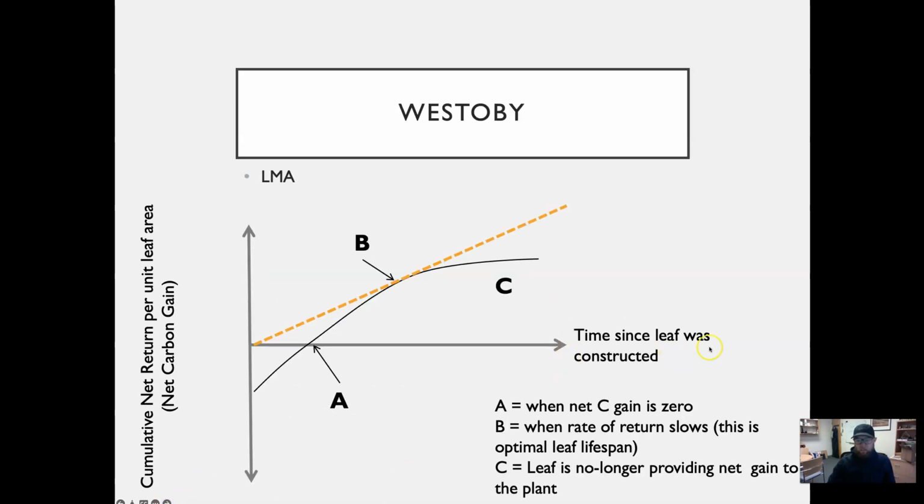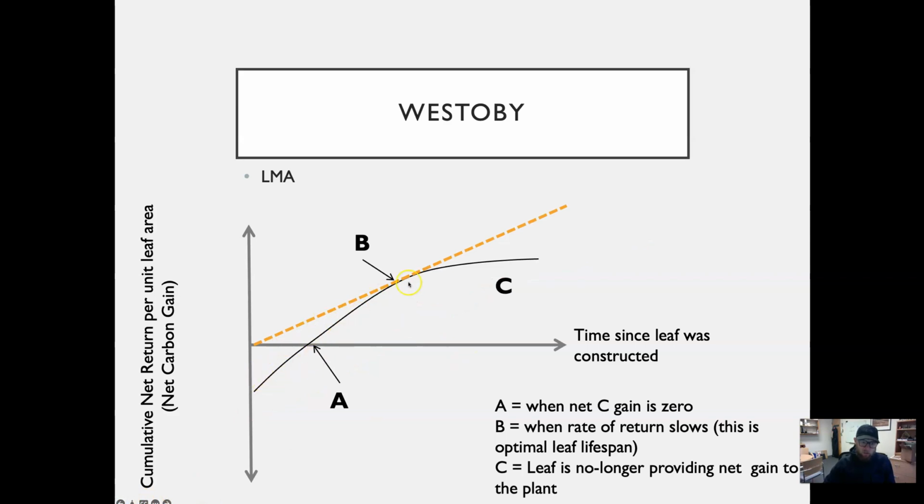So the way he captures that idea is with this graph that is in the paper. I'm just going to walk through this, and then we're going to look at an example of two leaves, one that would have a high LMA and one with low LMA. The x-axis on this figure is time since the leaf was constructed. So here the leaf doesn't exist, or it's at the very beginning of when it was constructed, and then this is over the course of its life. And on the y-axis, we have the cumulative net return per unit leaf area. So it's the net gain of carbon, essentially.